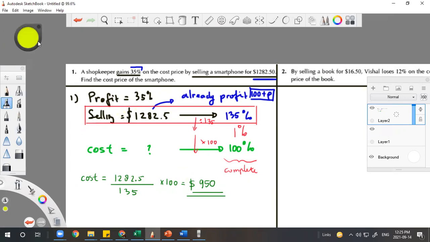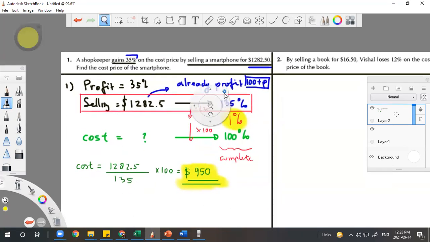And I strongly advise you to use my working rather than memorize the formula. If you memorize the formula, you will get so confused, right? This will be the idea, put one. Of course, the cost price is less than the selling price because they want to get the profit.